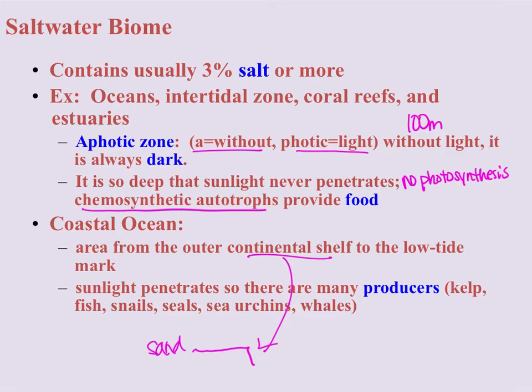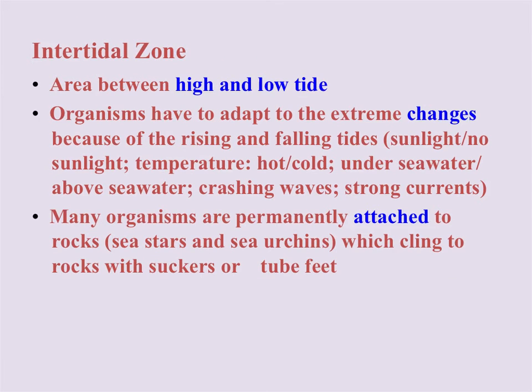So anyway, in this area, you're going to have sunlight penetrating. So there'll be lots of producers in here. This is where seaweed will be, kelp. So therefore, you'll have a lot of small animals, small fish, minnows. You'll have sea snails, sea urchins, and this is where seals and whales will come in to eat these small animals. So then you have the intertidal zone. So it's just what it says. Inter means between.